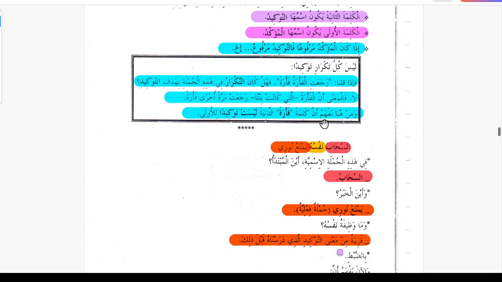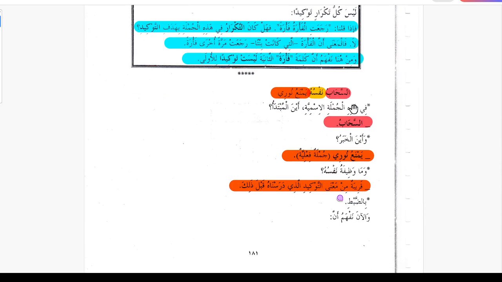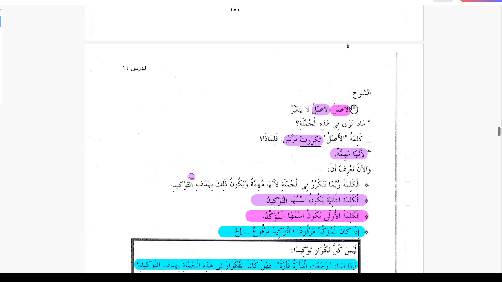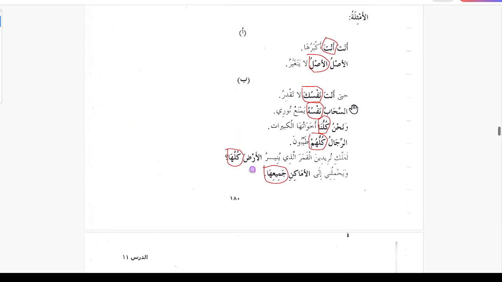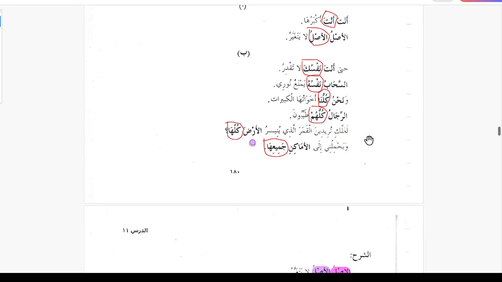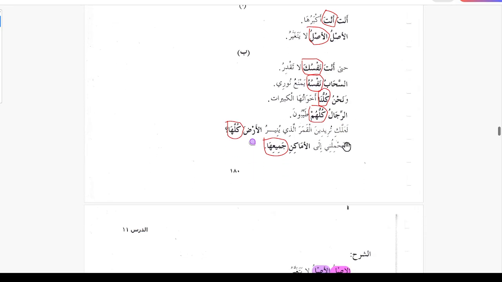فَمِنْ هُنَا نَفْهَمُ أَنَّ الْكَلِمَةَ فَارَةً, so from this we understand that the word fara, the second one, is not for emphasis of the first one. Now we're taking another, second example. From this group, there is an example. They all behave the same. Just one is explained.